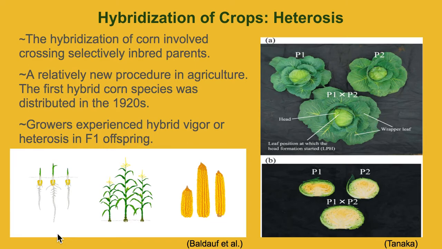Now this seems like a relatively simple idea, but this actually wasn't really recognized in agriculture until the late 1910s, and the first hybrid corn species wasn't recognized nor distributed until around the 1920s. Corn producers didn't use hybrid corn extensively until about the 1940s in the United States, so it's a relatively new idea in agriculture.